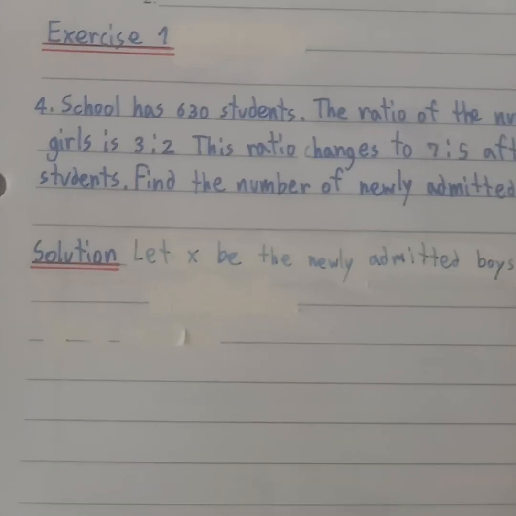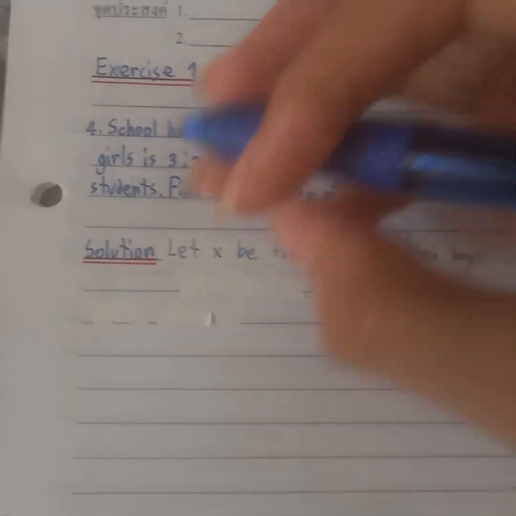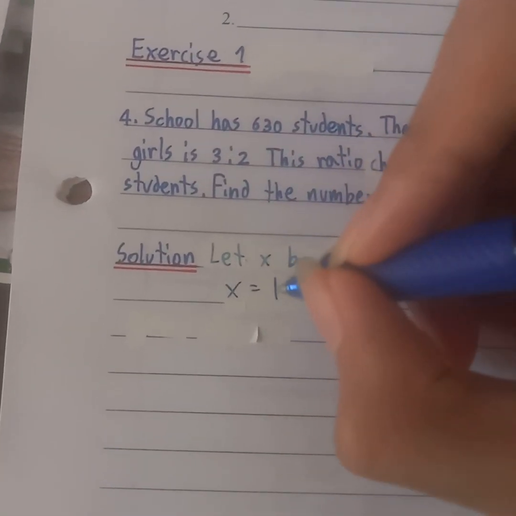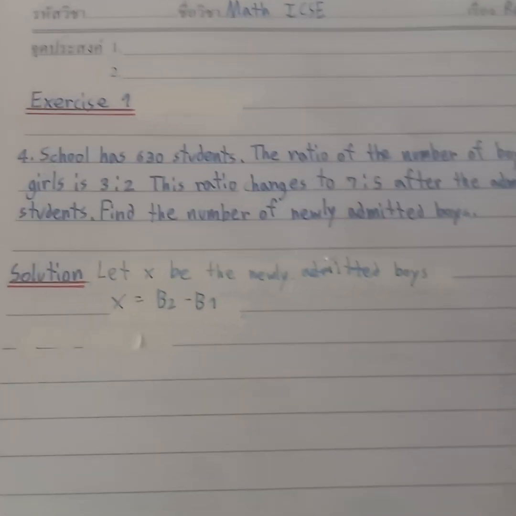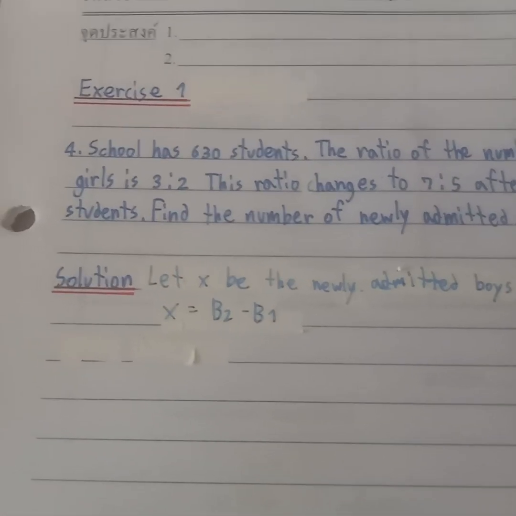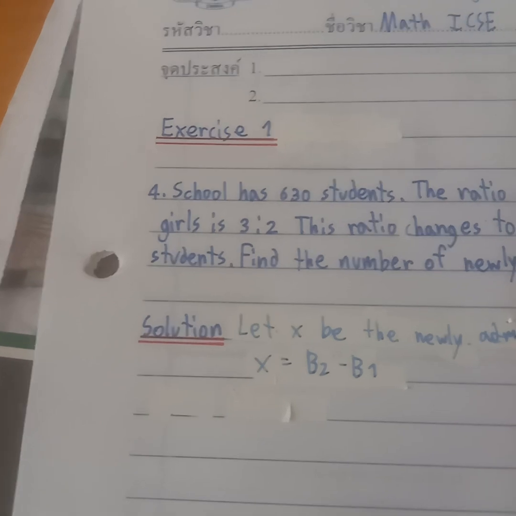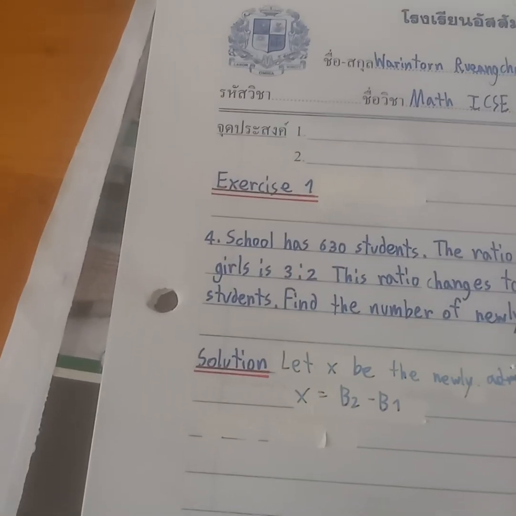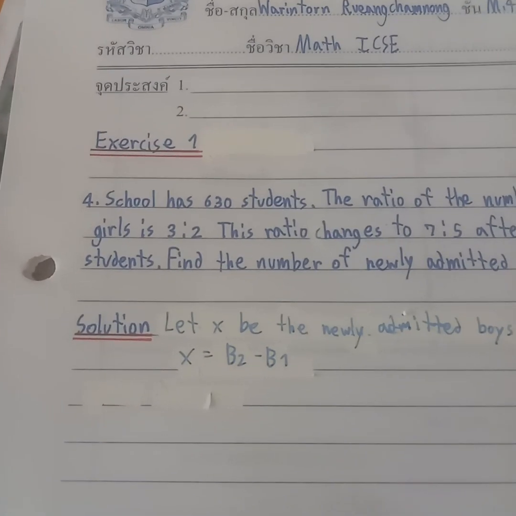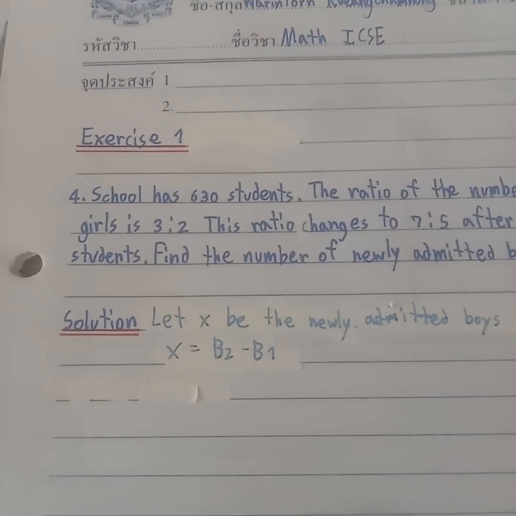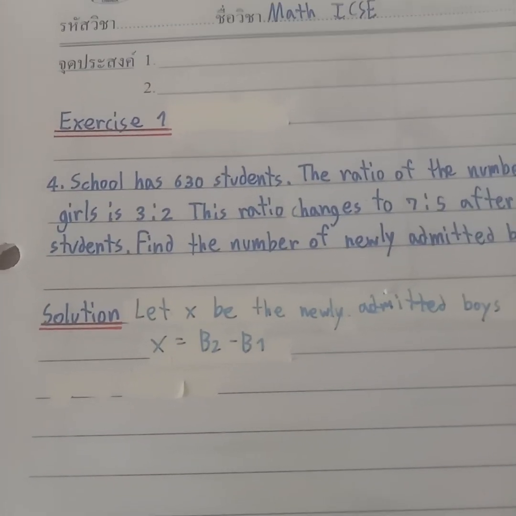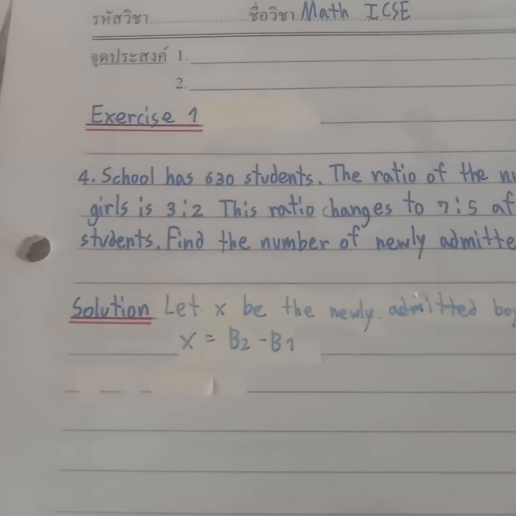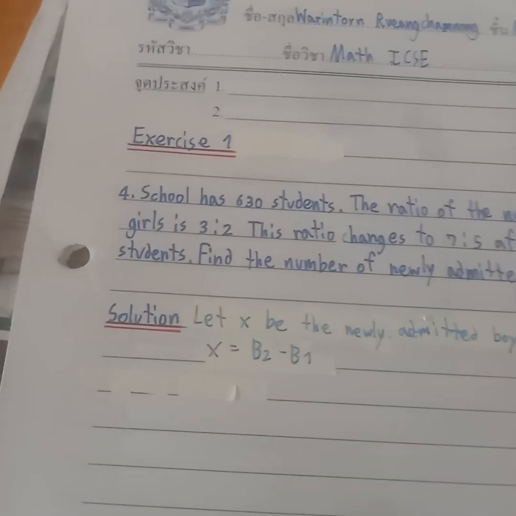But how do we find X? First, X comes from B2 minus B1. But where do B2 and B1 come from? Well, B2 is the number of boys including the 90 new students, and B1 is the original amount of boys. So how do we find B1 and B2?